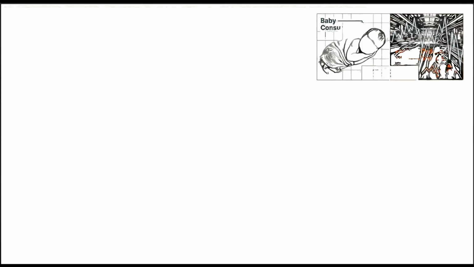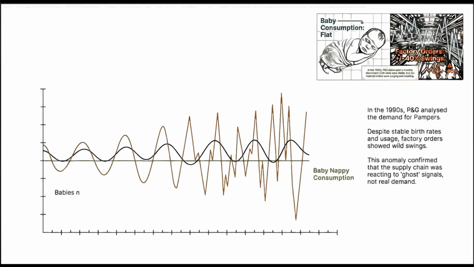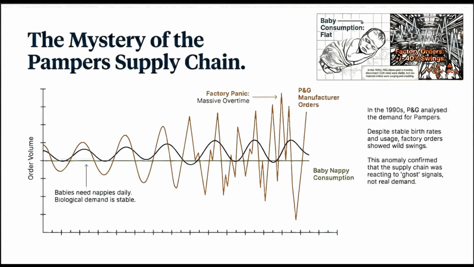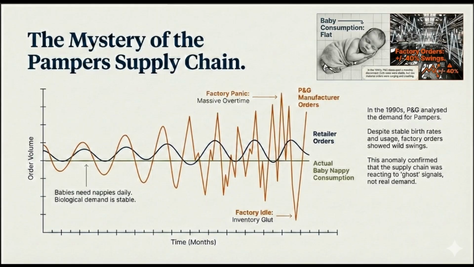The most famous example? Procter & Gamble and Pampers diapers. In the 1990s, P&G noticed something weird. Baby diaper consumption was incredibly stable. Babies need diapers every day. Birth rates don't spike 30%. Yet their manufacturing orders showed wild swings. Massive orders 1 month, then drops the next. Why was demand unpredictable when baby needs were stable?